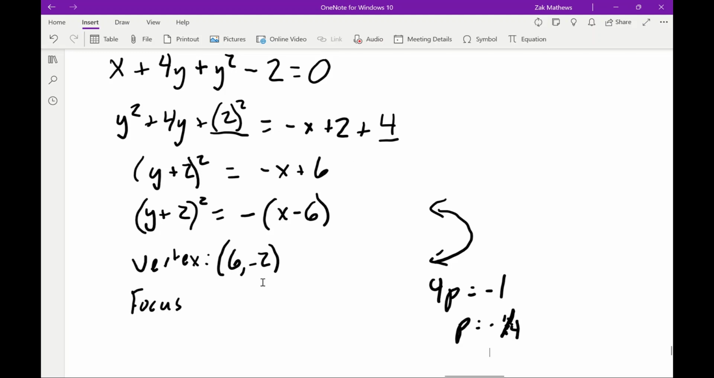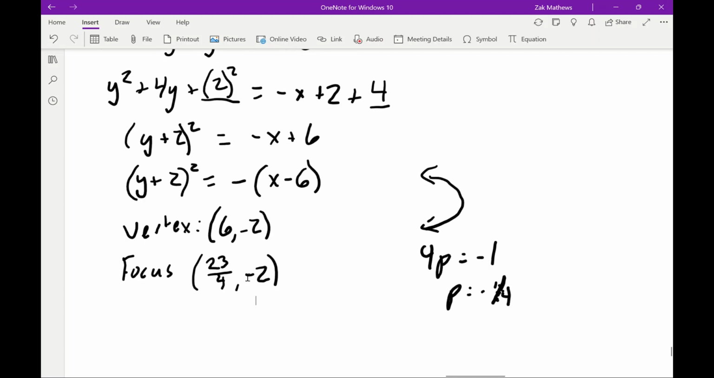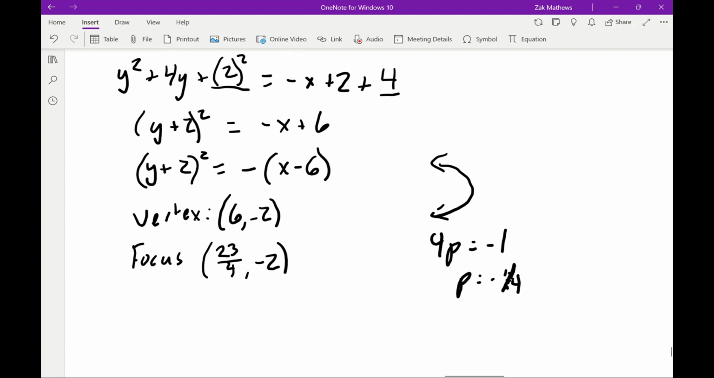And so from the vertex, I'm going to have to move to the left by 1/4. That means it's making it smaller, subtracting. I'd have 5 3/4. You could also write that as 23/4. I think sometimes it's easier to use the fractions. But again, we're just taking 6 and subtracting the 1/4. So 5 3/4, 23/4.